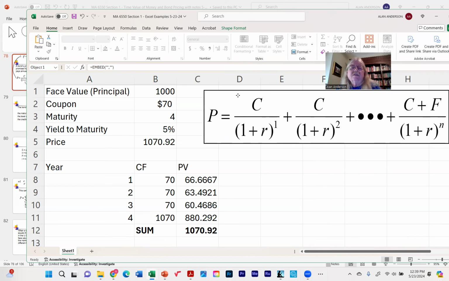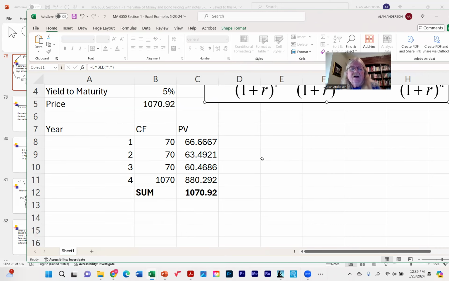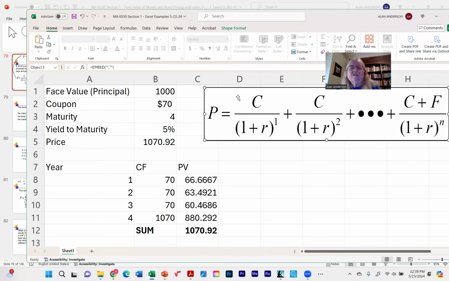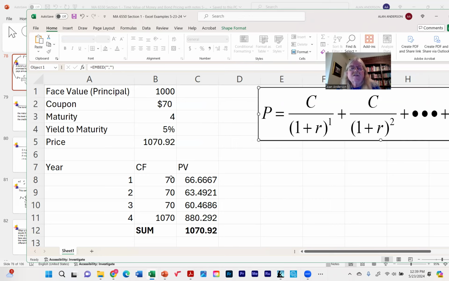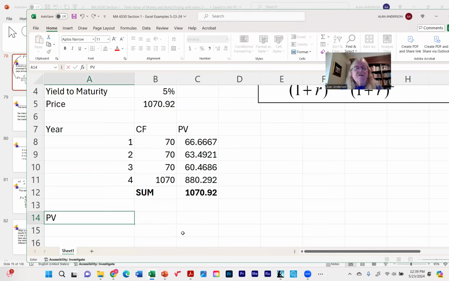Now, another thing you could do is take advantage of Excel's functionality. What you can do is calculate the present value of this annuity of $70 a year plus the present value of this $1,000. So why don't we try that now? The present value of the coupons, let's say, will go here, and the present value of the face value will go here.